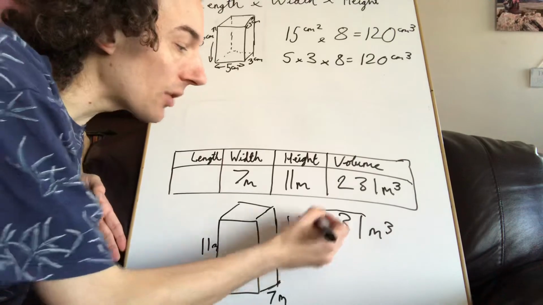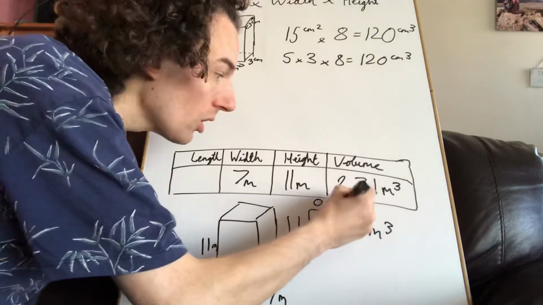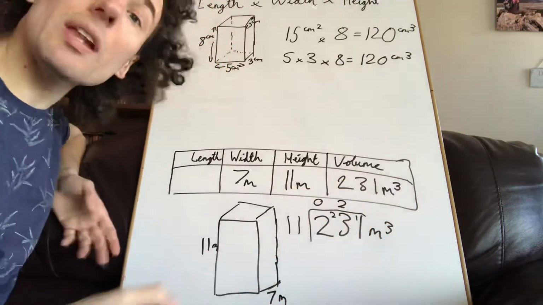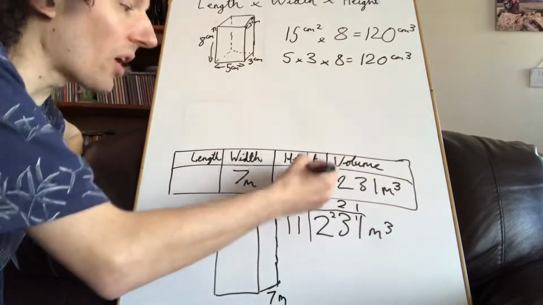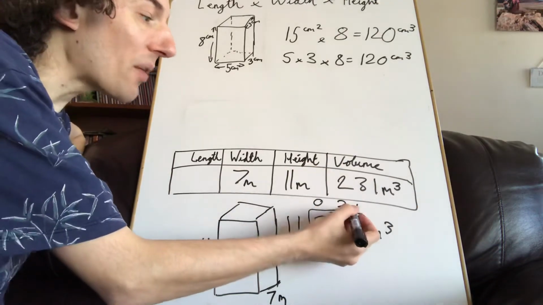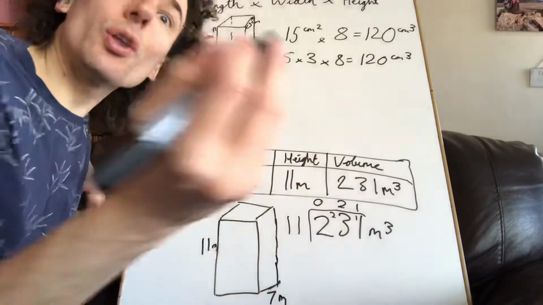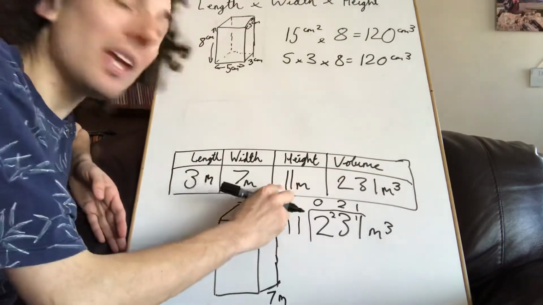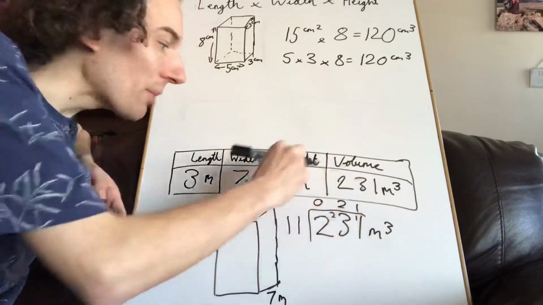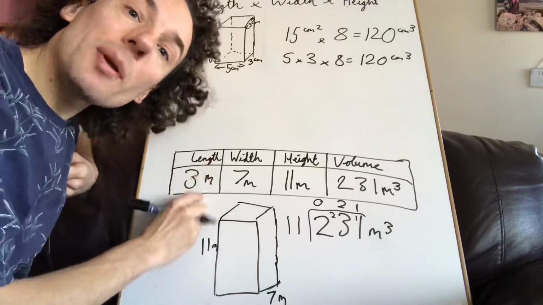So how many 11s go into 2? 0. How many 11s into 23? Well, that's 2 with 1 left over. 11s into 11, 1. Okay, so we did 231 divided by 11 and got 21. Now if we do 21 divided by 7, which we can do in our heads, we get 3 metres. So if you have a missing value here, but the volume, just divide by one, then divide by the next, and you'll get the missing measurement.